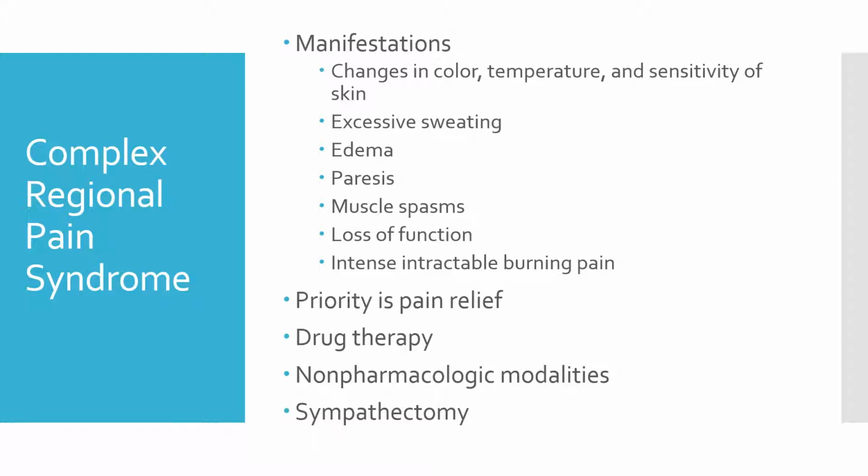The priority of this syndrome is pain relief. The drug therapy includes topical analgesics, antipyretics, antidepressants, corticosteroids, bisphosphonates, and analgesics. The non-pharmacologic modalities are going to be external or internal implanted devices or acupuncture. Sympathectomy is cutting of the sympathetic nerve branches to treat this syndrome.